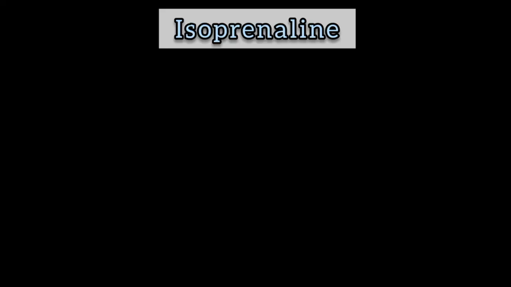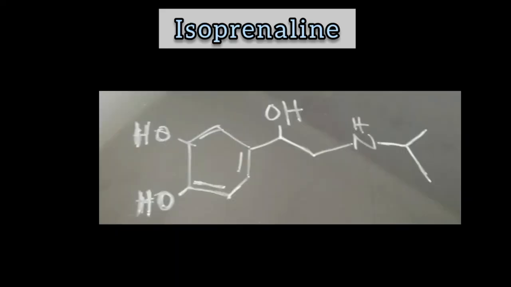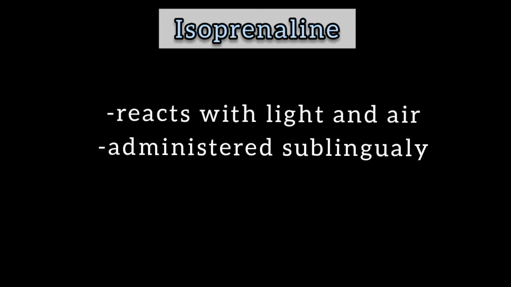Another example of an adrenergic agent which is also a phenylethylamine derivative is isoprenaline. Isoprenaline reacts with light and air. It is administered sublingually and it is used to treat asthma. It can cause intense stimulation of the heart muscle.